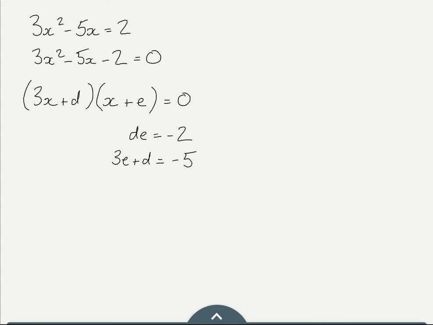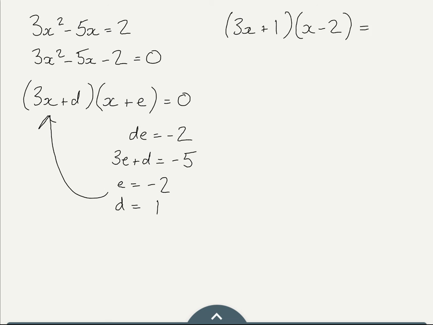Now, because we know that de equals minus 2, that tells us that one of them is negative. If we also assume that they're both whole numbers, it tells us that one of them is 2 and one of them is 1, or the negatives thereof. So we can apply that to the second equation and say that e equals minus 2 and d equals 1. And then we can sub these back into the equation. That gives us (3x + 1)(x - 2) = 0. So we know that 3x plus 1 equals 0, or x minus 2 equals 0. And from that, we can work out our values of x: x equals 2, or x equals minus a third.